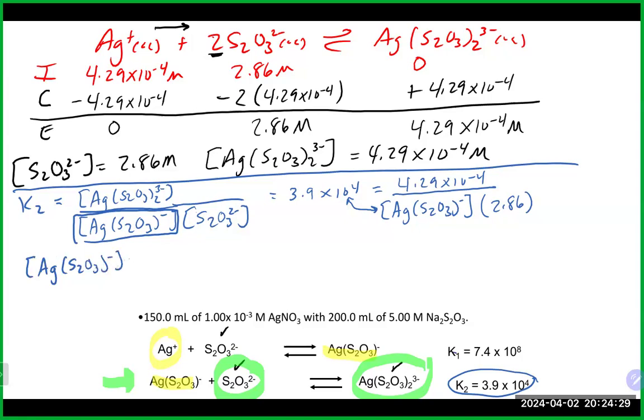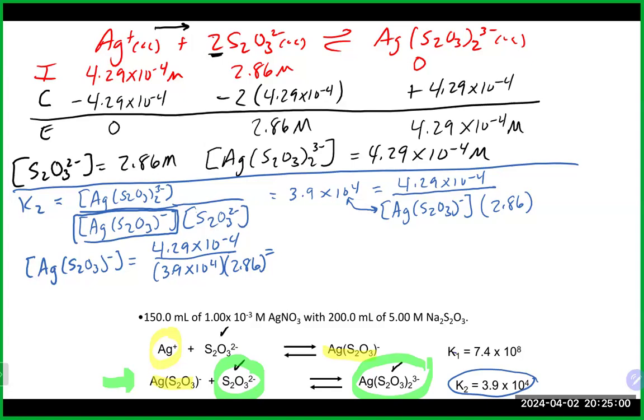And the concentration will equal 4.29 times 10 to the minus 4 divided by 3.9 times 10 to the 4 and 2.86. That is now going to give me 4.29 times 10 to the minus 4 divided by 3.9 times 10 to the 4 and divided by 2.86. That is going to get me a lot of zeros there.